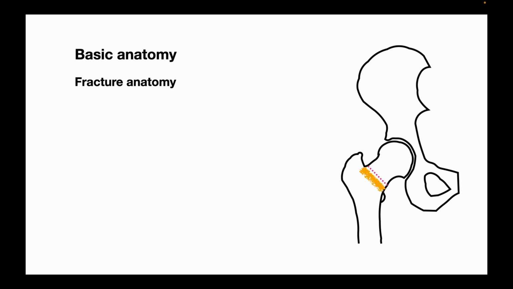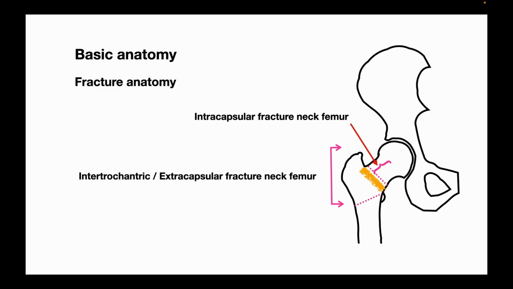An intracapsular fracture neck femur is when the fracture line is between the head-neck junction till the attachment of the hip joint capsule. If the fracture is between the capsular attachment and just proximal to the lesser trochanter, then it's called an intertrochanteric fracture or an extracapsular fracture neck femur. When the fracture line is just below the lesser trochanter and up to 5 cm distal to it, then it's termed a subtrochanteric fracture.